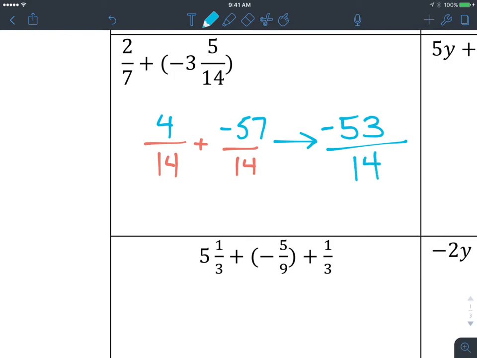And then I'll go ahead and let you simplify that back into a mixed number. Looking at it, it looks like it might be something like negative, maybe negative 3 or negative 4 with some sort of remainder there. I'm going to let you work that out.